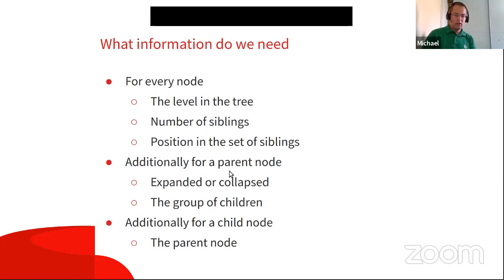Additionally, for parent nodes, you need to know the status, so if it is expanded or collapsed, and you need to know the group of children that are assigned to this node if it's not an end node. And child nodes need to know the parent node, so they need to know where they are connected to the tree. And this parent node doesn't need to be available in the DOM.